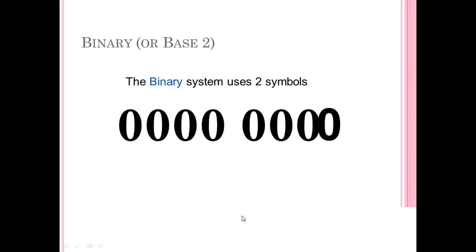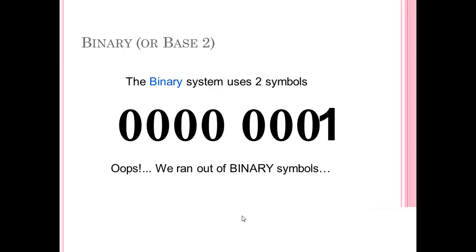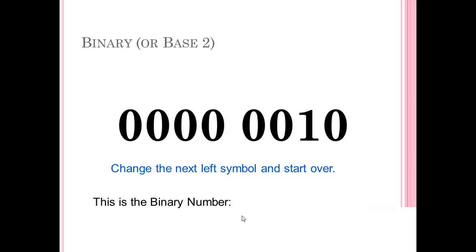All right, so let's start to talk about the symbols. So that's 0, then 1. Now, 0 and 1, we're out of symbols. So what do we do? We increment the one to the left, and then we change the one on the right back. So that next number is 1, 0. So we had the number 0, we had the number 1. Now this number 1, 0 in base 2 is the number 2.